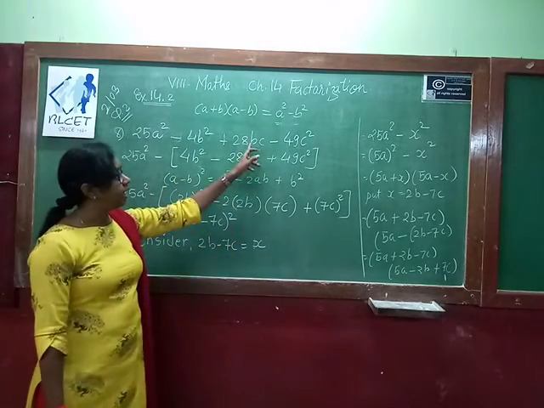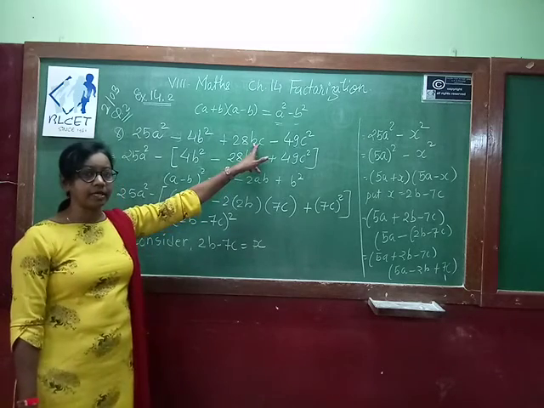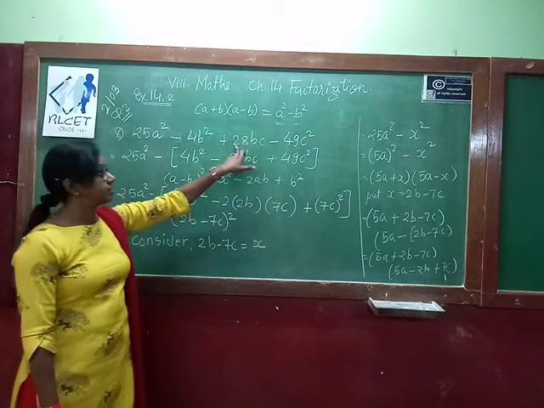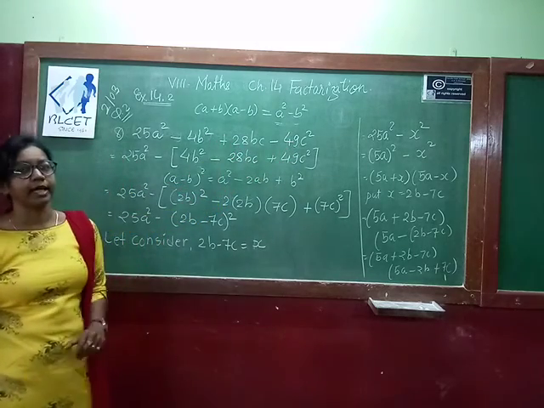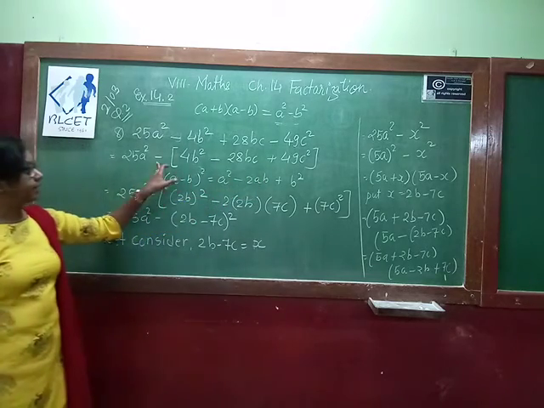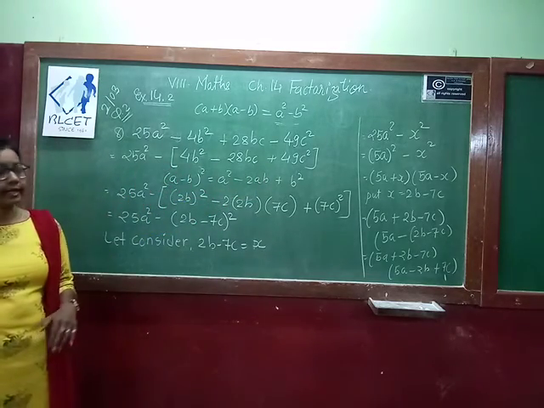How to check it? You have to see the variables. Here the variables are b and c, so 4b square and 49c square. So yes, this is the middle term for 4b square and 49c square. So that we have to write in one bracket. Outside the bracket there is a negative sign, so we have to change the sign.